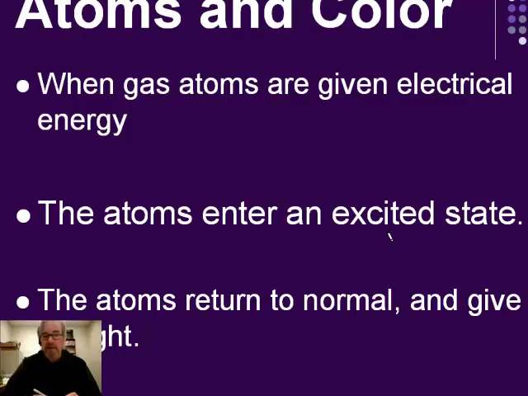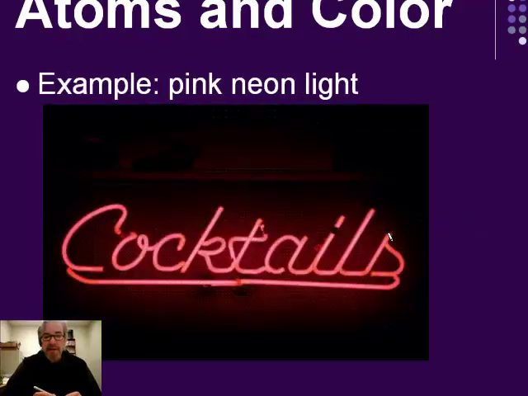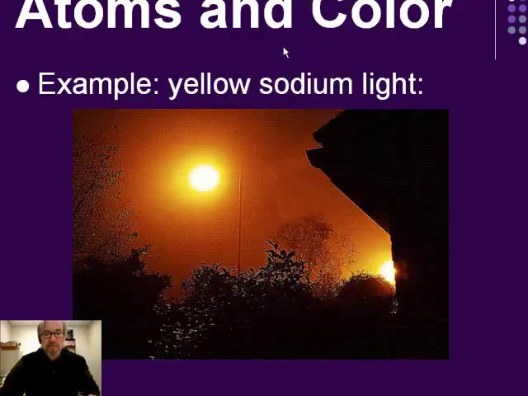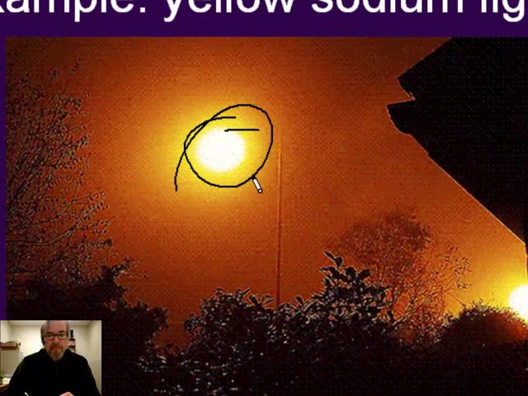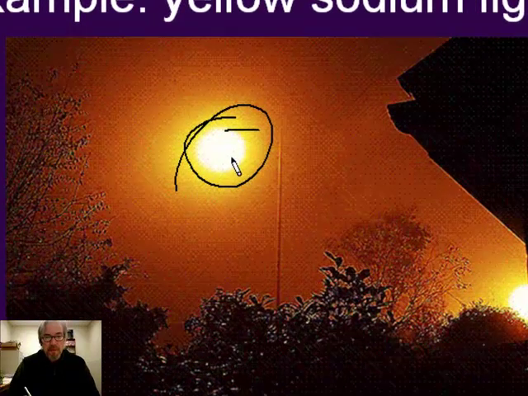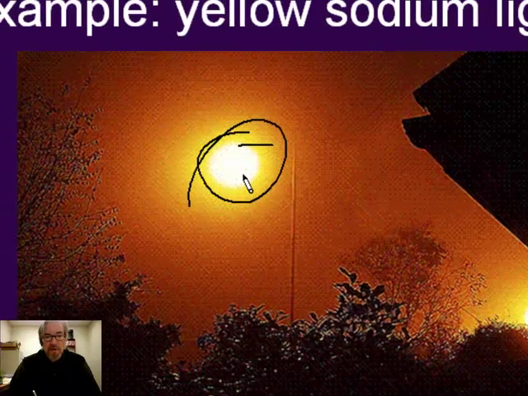An example is neon light. We've seen neon lights all of our lives because they're used in advertising signs like this one here, and it gives off a pink light. Another example is yellow sodium light. Much of the time when we look at street lamps nowadays, we see yellowish orange kind of light. That's because we have a sodium vapor light. So this light bulb here is glowing yellow, not white, and that's going to affect how things look. Only one color of light is coming out of there.